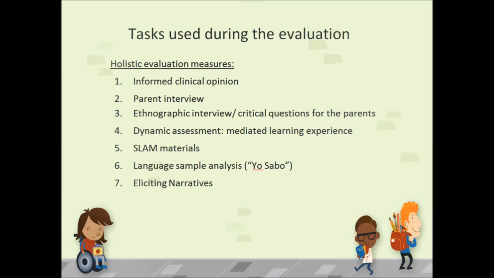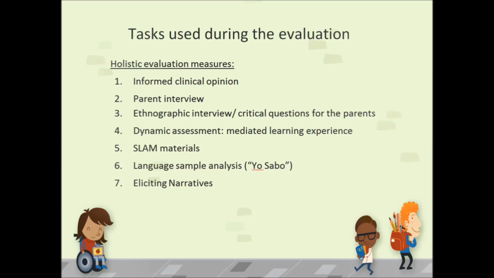Okay, so some of the tasks that we used during the evaluation, we wanted to look at the holistic picture of the child, not just give a test and then take our information. So some measures that we're going to talk about are informed clinical opinion. That is us using our knowledge about language to make a decision on whether this child is within normal limits. Parent interview, like Aisha mentioned.